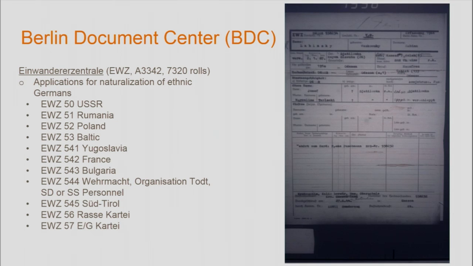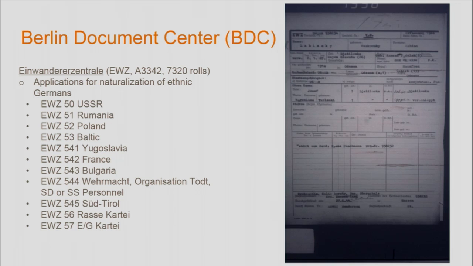So, some examples. This is from the Einwandererzentrale. It's an immigration center. You could say these are applications for naturalization from ethnic Germans who came from other regions. So you can see the sub-series here are divided mostly by region, and there are some other types of cards from this organization that are separated out as well. This example that I have here in the slides is an example from the first series. It's from an applicant from the USSR, or now former USSR, I should say.